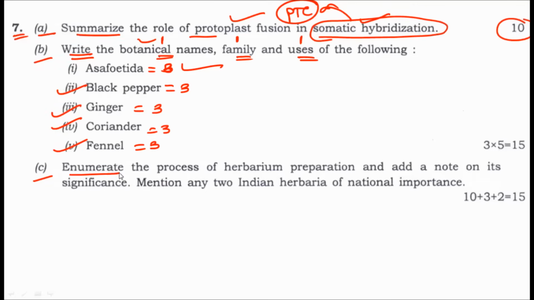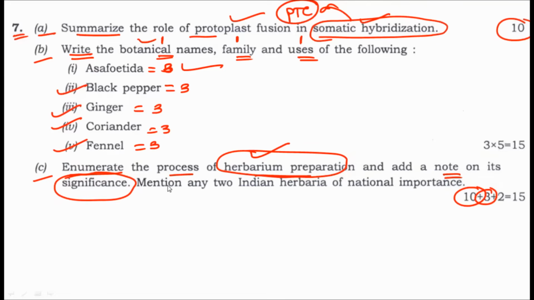The next sub question is: enumerate the process of herbarium preparation. That is, you have to give the process of herbarium preparation, and for this you will get 10 marks. Then you have to add a note on its significance. That is, what is the significance of creating the herbarium? For this you will get 3 marks. And you have to mention any 2 Indian herbaria of national importance, and for this you will get 2 marks, making it a total of 15 marks.